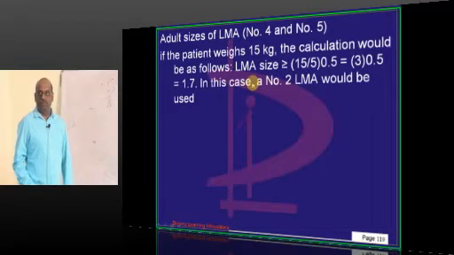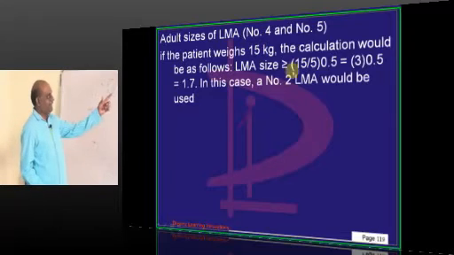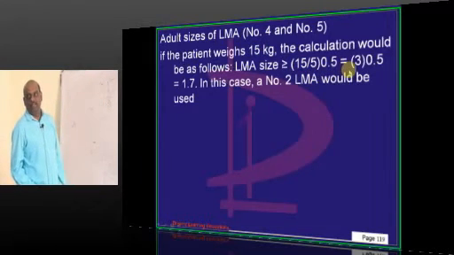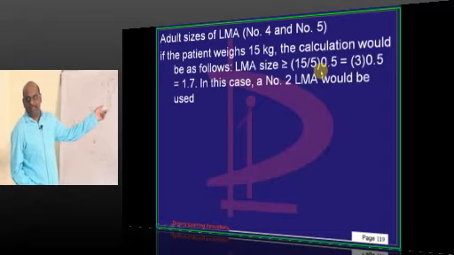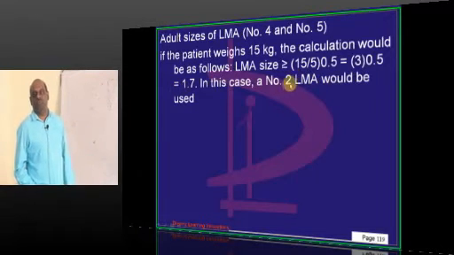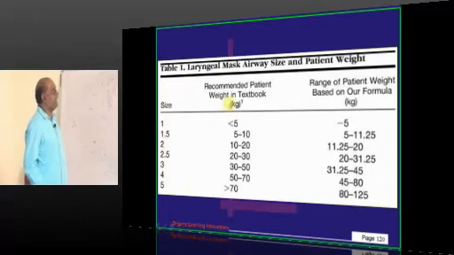Suppose the patient's weight is given, especially in pediatric patients, a common question asked. The patient's weight is given to you. What should be the LMA size is what the examiner will ask. उसके लिए formula मालूम होना आपको. The weight of the patient divided by 5 into 0.5. अगर पेशेंट का वेट 15 kgs है, पीडियाट्रिक पेशेंट का, 15 by 5 is 3 into 0.5 is 1.5. The nearest is number 2. Number 2 LMA is what you will take, right? So don't forget that.